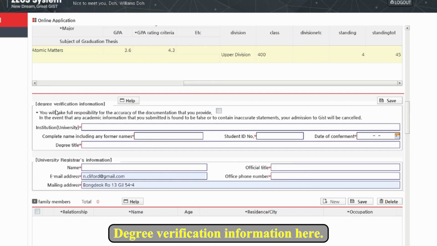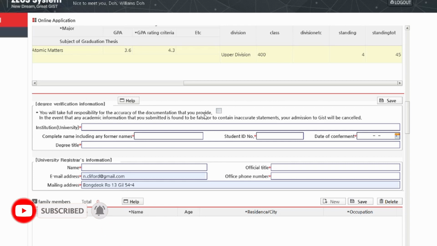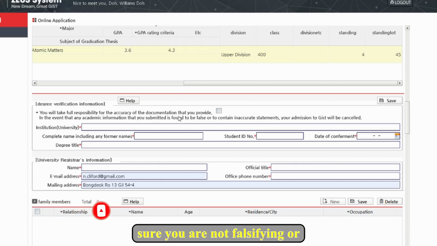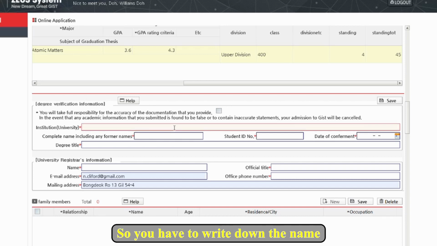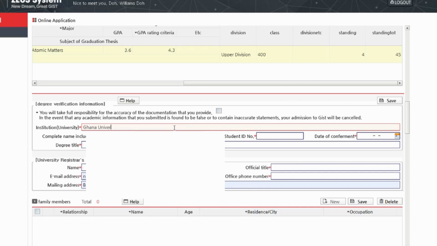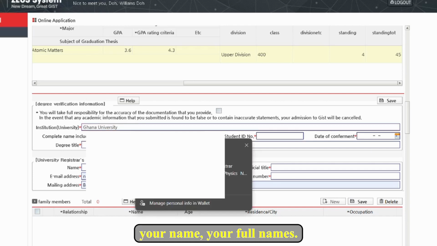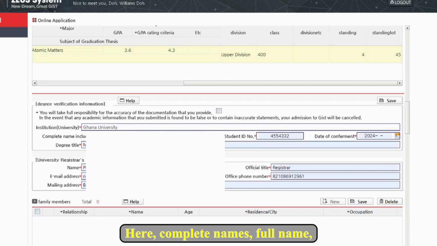Degree verification information. Here you will take full responsibility for the accuracy of the documentation that you provide. Here they will just want to make sure you are not falsifying or providing any fake information. So you have to write down the name of your university, Ghana University. Then next thing is complete name including former names. Go ahead here and write your full names here, your student number, date when your degree was conferred to you. It's important that you write that information.